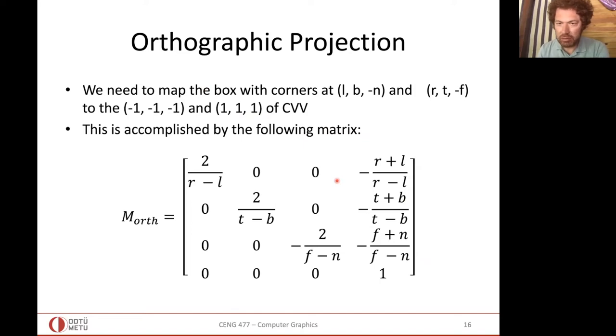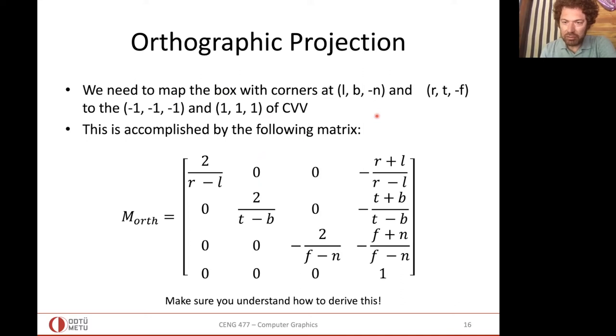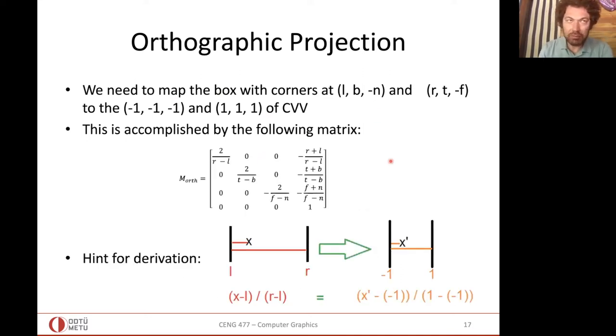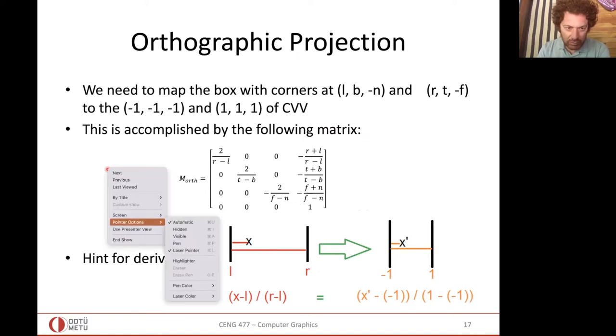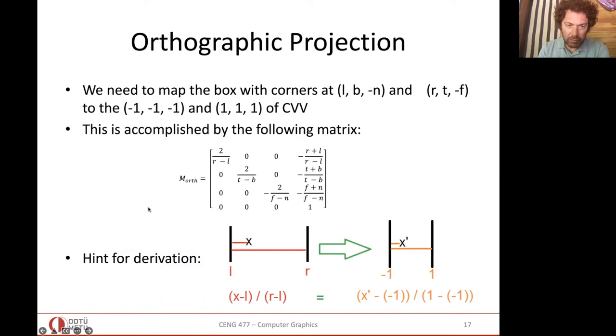But obviously this is not intuitive at all. So one way is to just memorize this and just get it over with, but I don't recommend that. You should at least understand how to derive this in case you need to derive it again in an exam or assignment setting. In general, it makes sense to understand what is going on. So let me talk about this thing then.